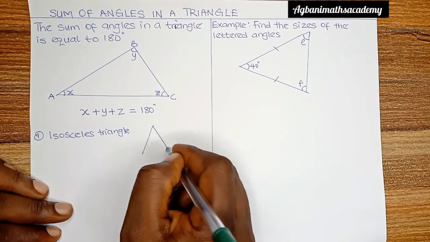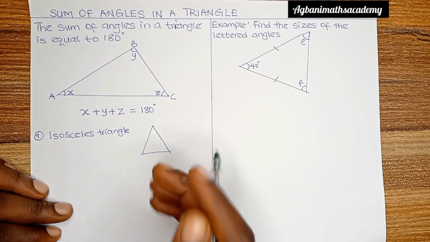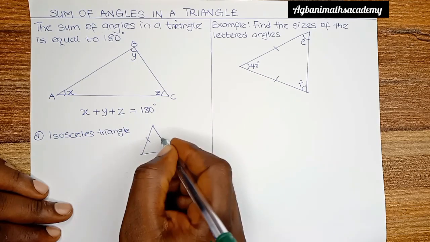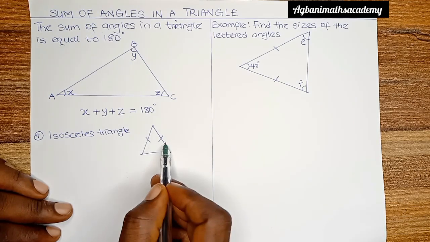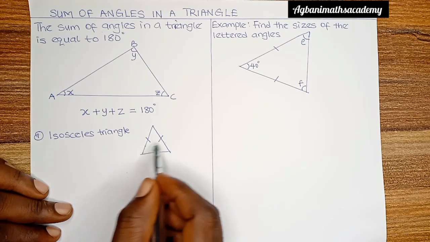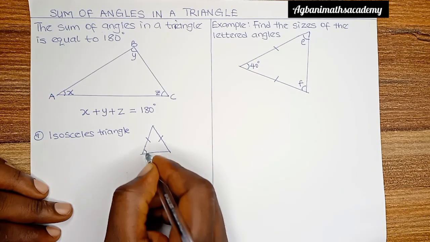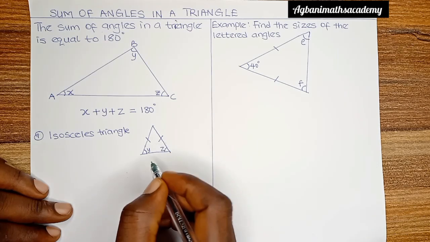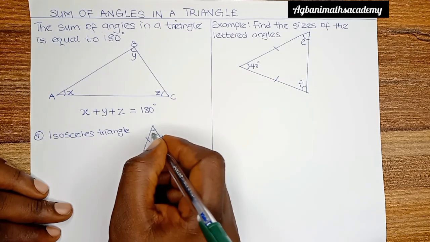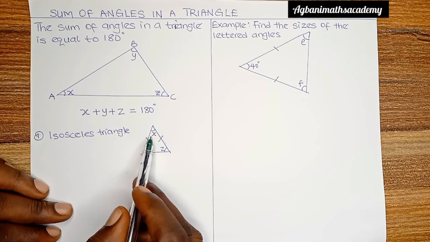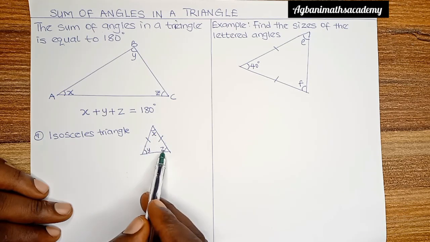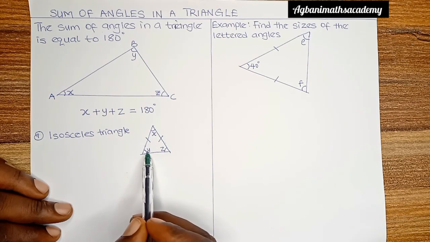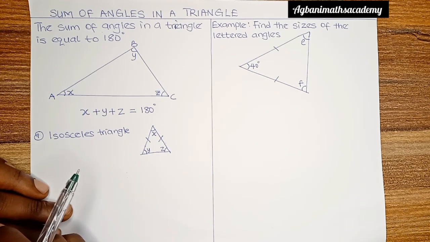So if it is in this form, how do we know that two of its sides are equal? There will be a sign like this to show that this side and this side are equal. And if these two sides are equal, it means that these angles at the base, let's call them y and z, are equal. Let's call this angle at the top x. So if this is x, y, z, it means that y and z are equal to each other.